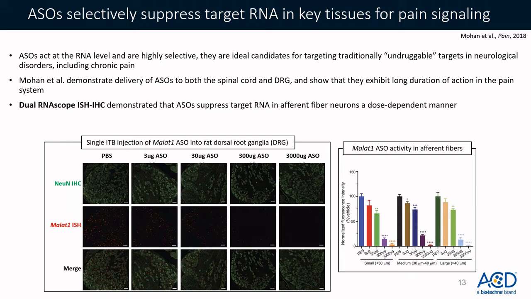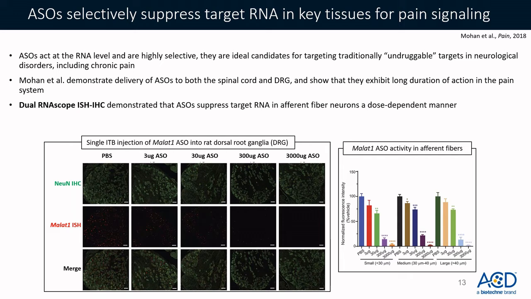They can bind and modulate target RNA. Now, these ASOs can act at the RNA level, and they're very selective. They're highly selective, so therefore they make ideal candidates for targeting traditionally undruggable targets, especially in the case of neurological disorders, including chronic pain. So this is a paper from Ionis Pharmaceuticals, where researchers demonstrated the delivery of these ASOs to both spinal cord and the DRG.